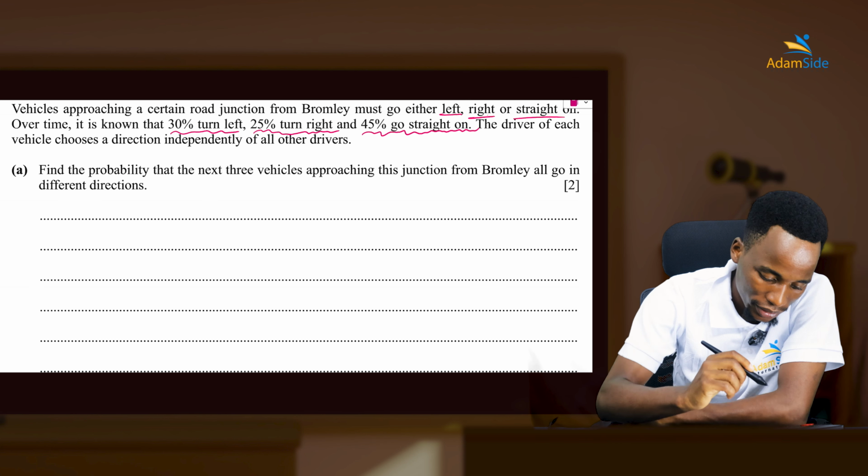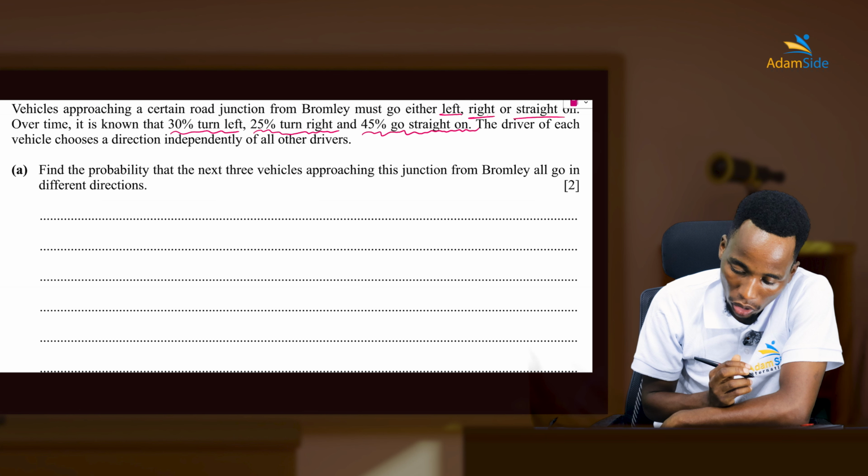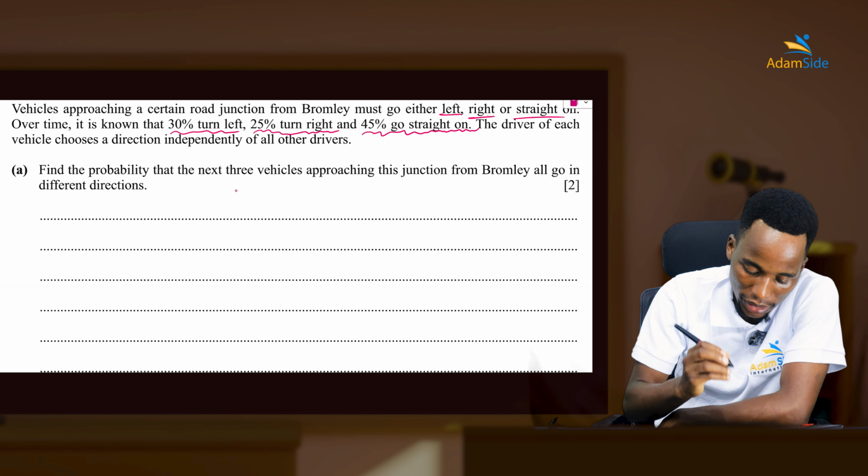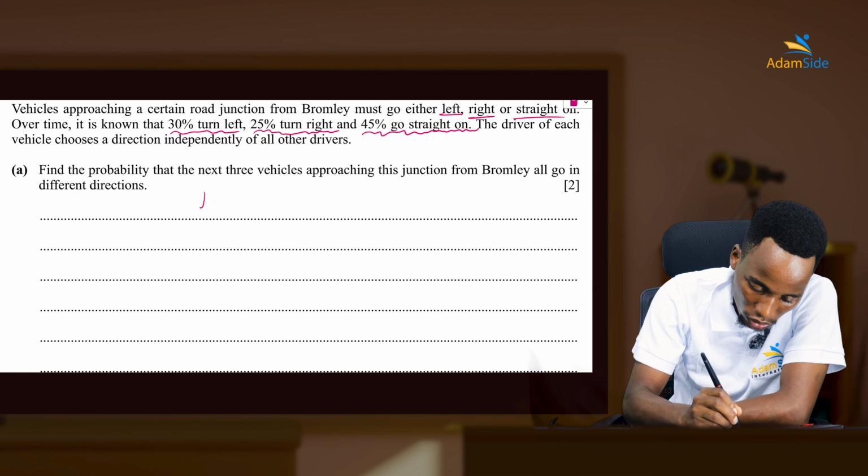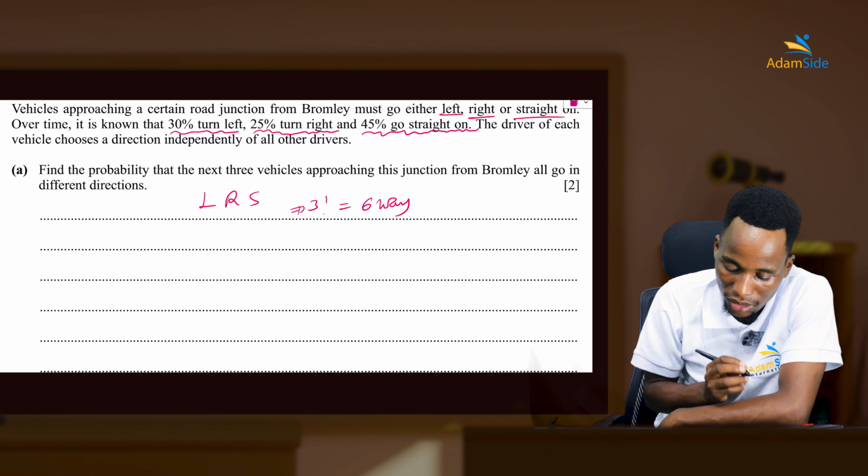Part A says find the probability that the next 3 vehicles approaching this junction from Bromley are all going in different directions, meaning it can be the first one going left, second right, and the last one going straight. So we have to know in how many ways you can rearrange this. Remember, we have 3 letters, R, L, and S, so it's 3 factorial. That's the number of ways of rearranging R, L, and S. So this can be done 6 ways.